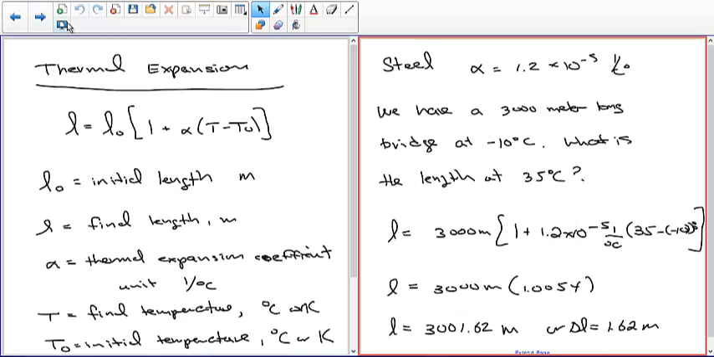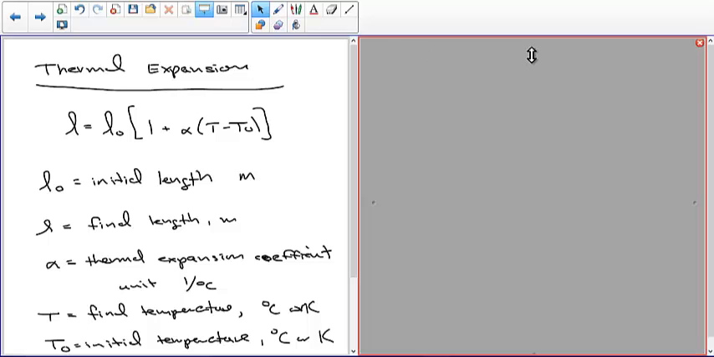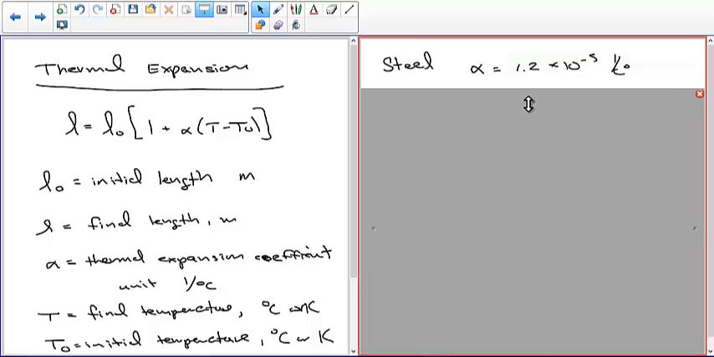It turns out for steel, the thermal expansion coefficient is 1.2 times 10 to the minus 5, 1 over degrees C. The reason it's 1 over degrees C is if you look at the relationship, you take alpha times temperature, so the temperatures cancel out, and you have a unitless 1 plus a unitless term. You add those together and multiply by the length, and that gives you length. So unit-wise, it makes sense.